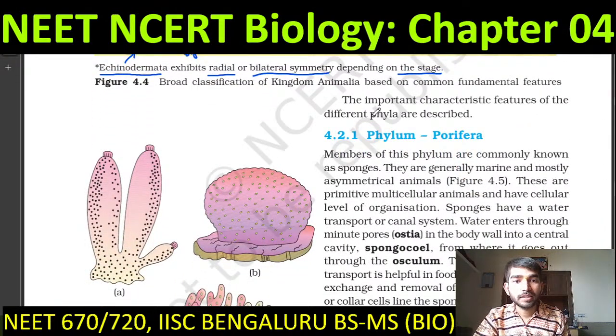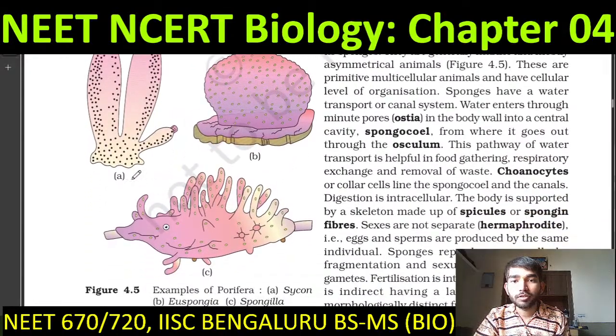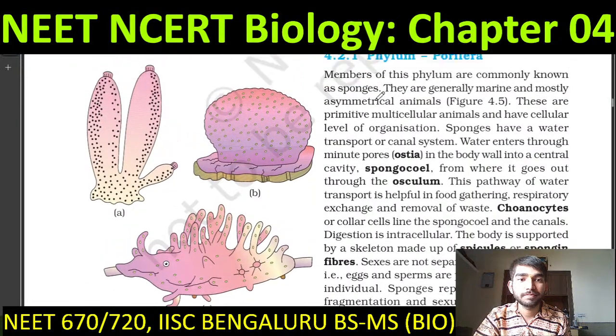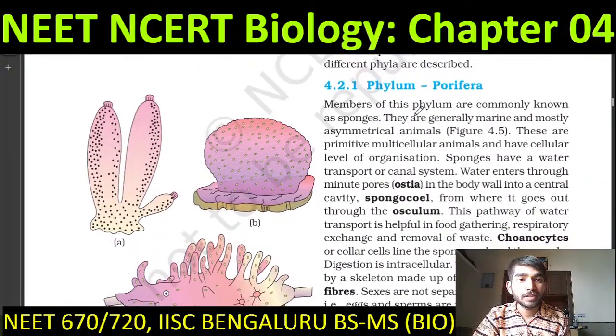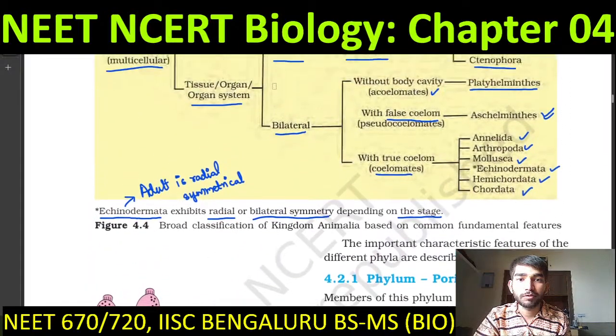So now let's look at some of the phyla one by one. And here the images are also going to be very useful for you to see how these characteristics are actually translated in classifying the organisms of this phylum. Members of this phylum are commonly known as sponges. I will just go on highlighting wherever I feel it is important. They are generally marine, like in the salty water in the ocean, and mostly asymmetrical animals. This we also saw in the above flow chart.